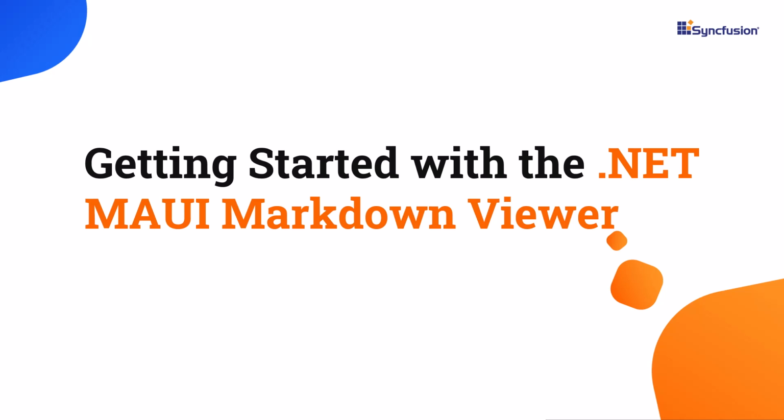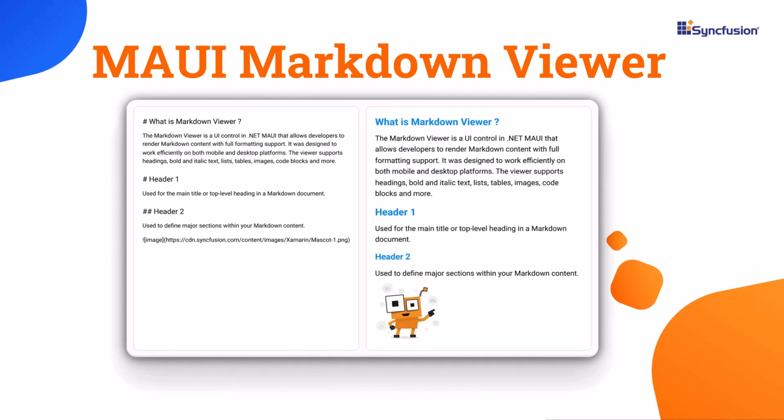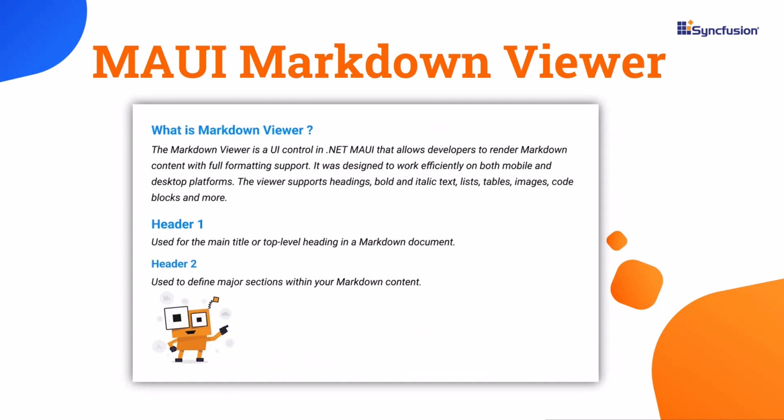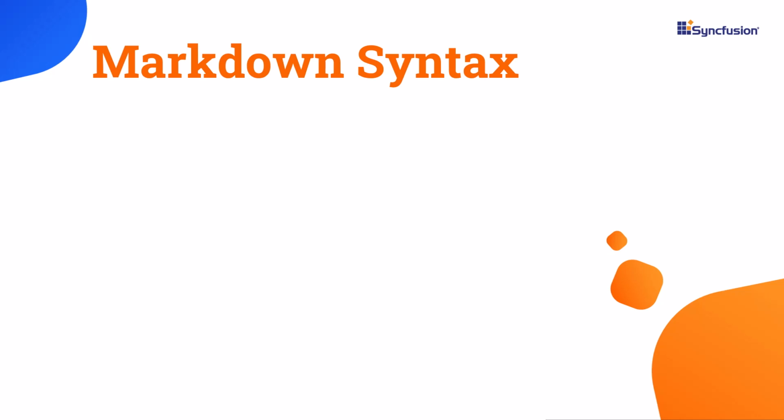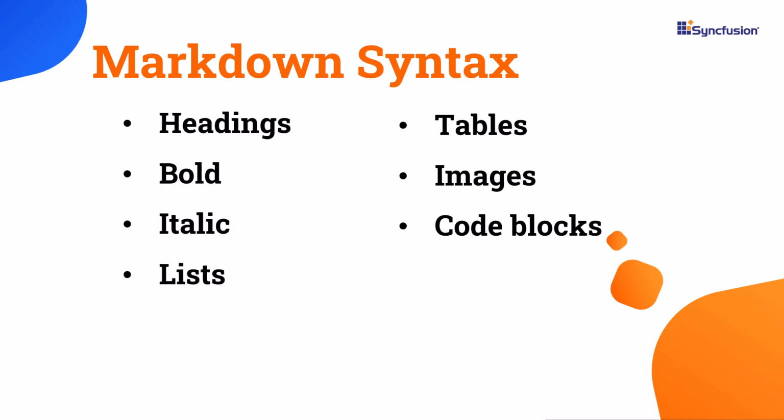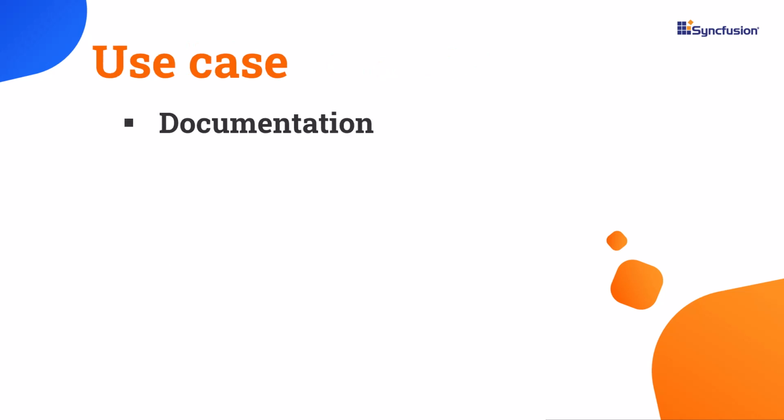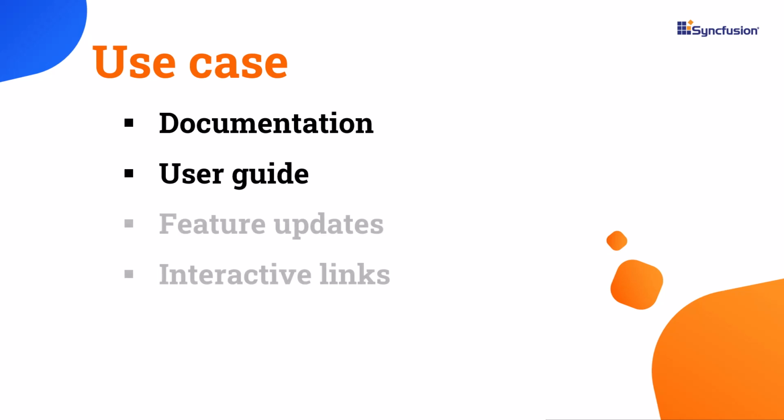Welcome to the .NET MAUI Markdown Viewer tutorial. Using the Syncfusion .NET MAUI Markdown Viewer, you can render richly formatted Markdown content seamlessly across multiple platforms. The control supports standard Markdown syntax, including headings, bold and italic text, lists, tables, images, and code blocks, ensuring consistent rendering and responsive design. It is especially effective for displaying structured content such as documentation, help guides, and other information that benefits from organized formatting.